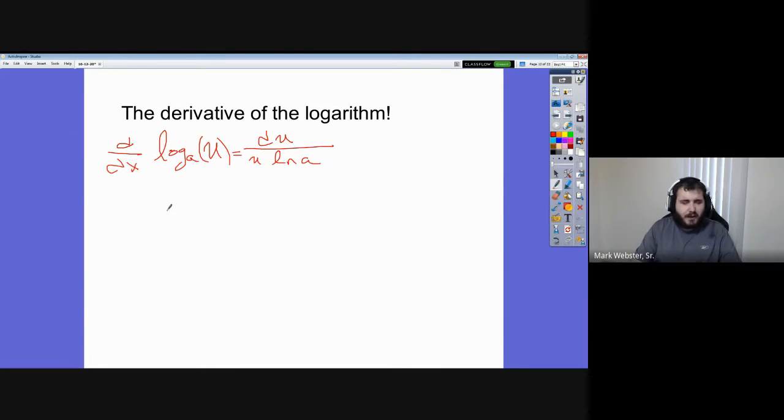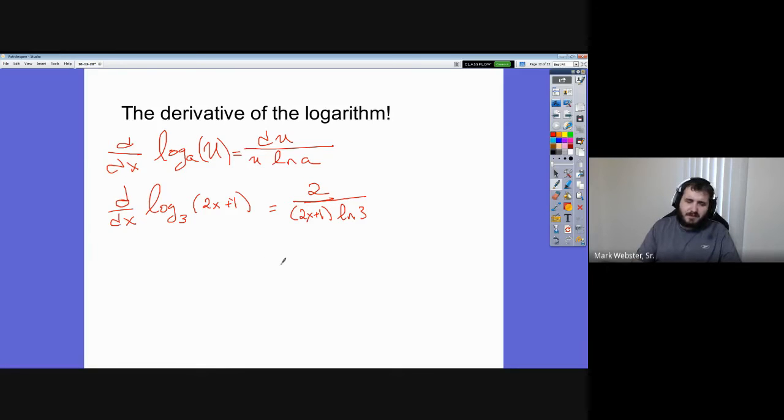So let's say, for example, we have log base 3 of 2x plus 1. Well, if I want to find the derivative of that, first, it's the derivative of the top here, 2x plus 1. The derivative of that is 2, over the original argument in here, 2x plus 1, times the natural log of the base. And then you're done.